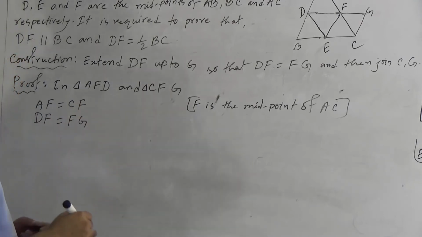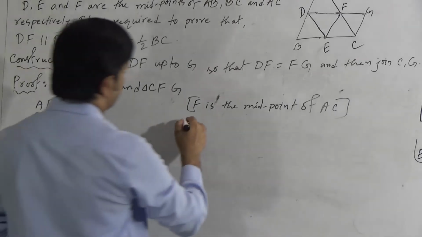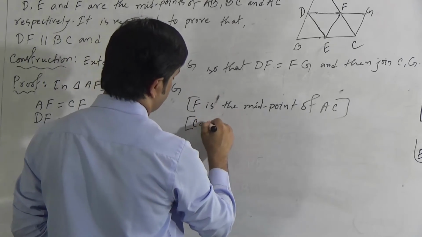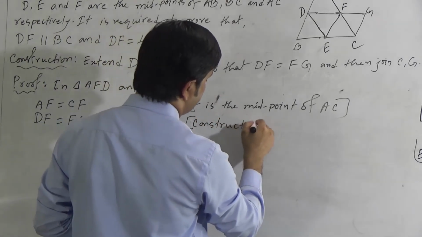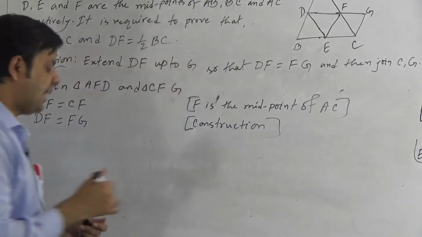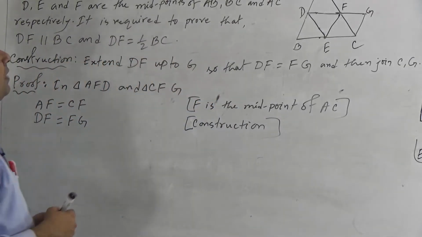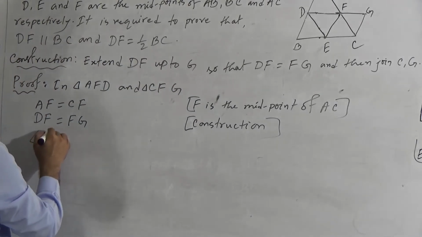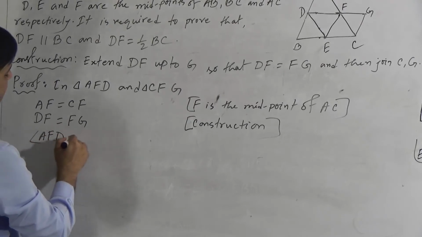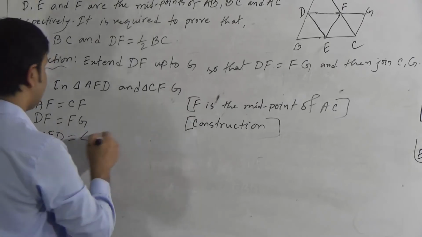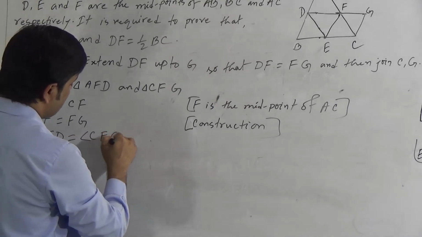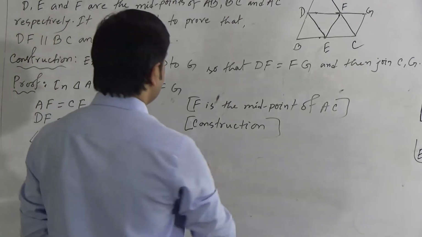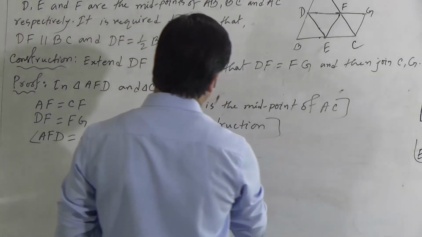DF is equal to FG. These two sides are equal according to construction. For this I have written here construction. Then the included angle AFD is equal to the included angle CFG. So these two angles are equal, and the reason is these two angles are vertically opposite angles.